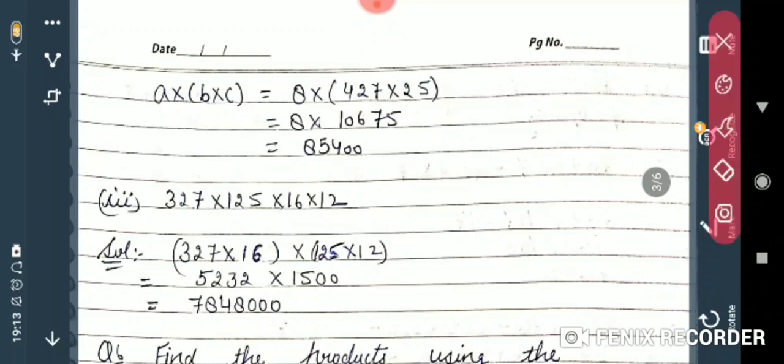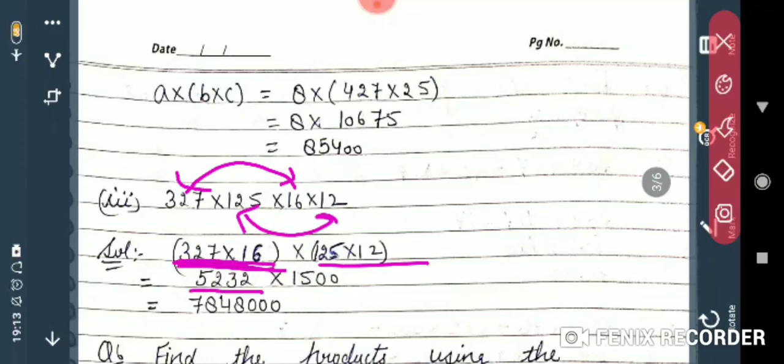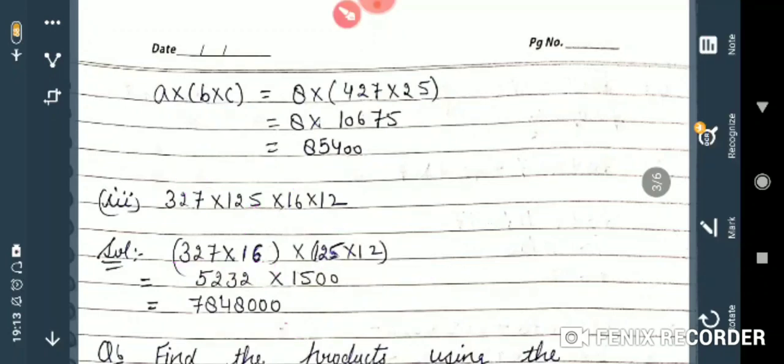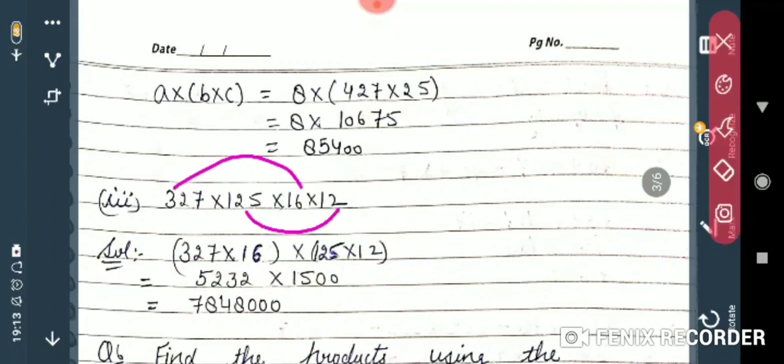So what I will do? I will multiply this 3 digit number with this 2 digit number and then this 3 digit number with this 2 digit number. So when I will multiply 327 by 16, what I will get? 5232. And when I will multiply 125 by 12, I will get 1500. And when I will multiply these two numbers, I will get this answer. It is not compulsory that you have to multiply this by this number only. You can multiply it by any number. For example, you can multiply 327 by 12 and 125 by 16.